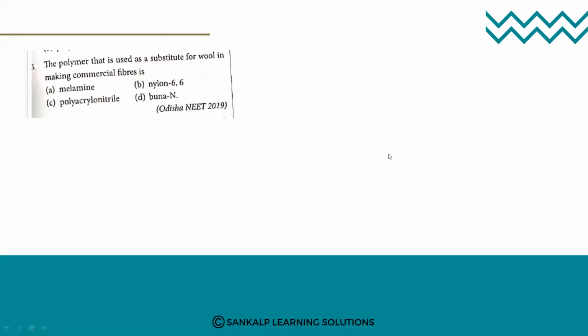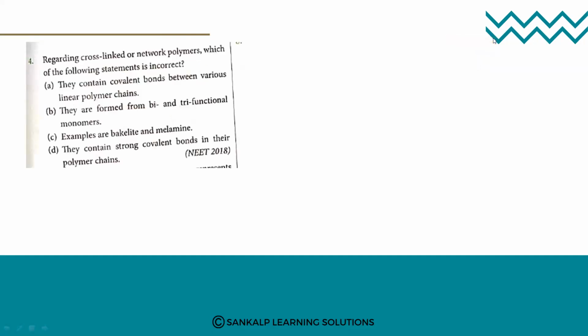It is C. So polyacrylonitrile is used as a substitute for wool in making commercial fibers. Option number C, polyacrylonitrile. So remember this. We'll go for the next one.